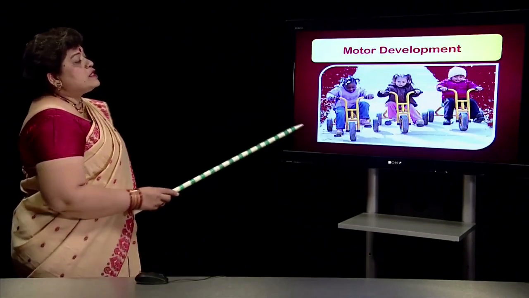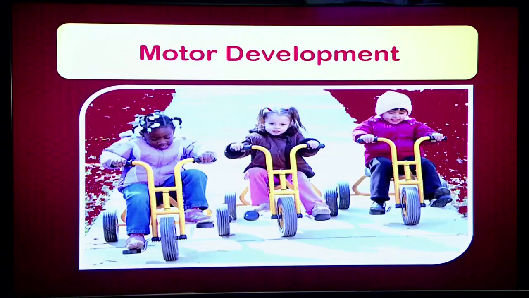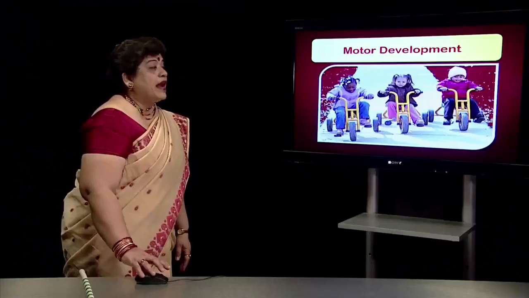Next important development is motor development. If our motor skills, our muscles are not fully developed, then we will not be able to do this kind of a high coordination activity, that is sitting on a bicycle, putting the feet on the pedals, holding the handle, pressing the pedal to move forward. At the same time, you can see the child has to look in front also so that he or she goes in the right direction and does not bang into anybody.